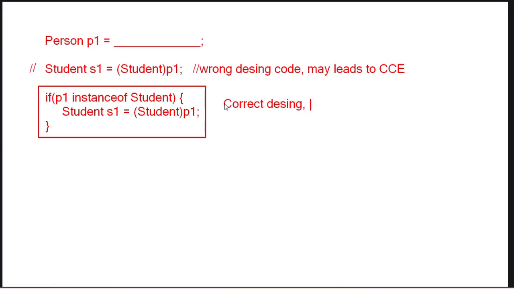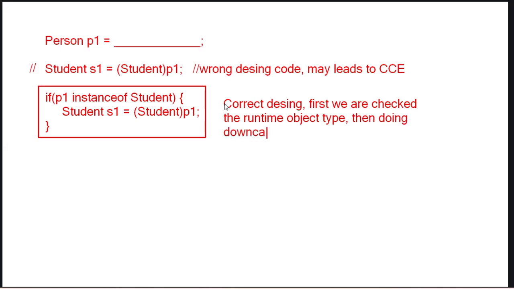Why? First we are checking the runtime object type, then doing downcasting only if it is of Student type. Hence, we won't get ClassCastException.